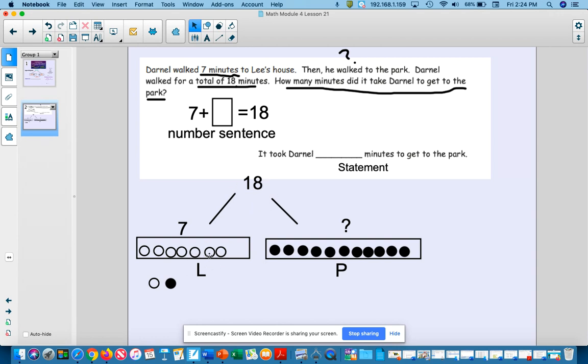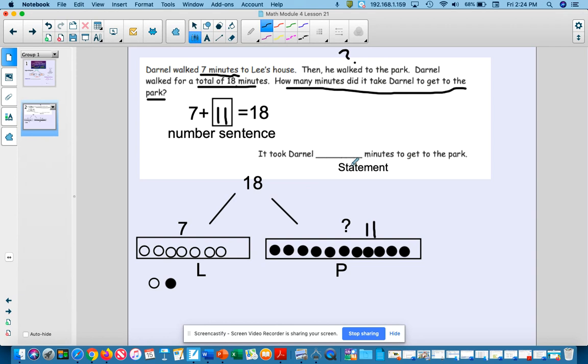So we have 7, and now through our tape diagram, we have an answer here. We just need to count up to find out how many. So we have 1, 2, 3, 4, 5, 6, 7, 8, 9, 10, 11. So our mystery number here is 11. So we don't have our question mark anymore. We actually know that it is 11, and we could put that in our number sentence as well. 7 plus 11 equals 18.